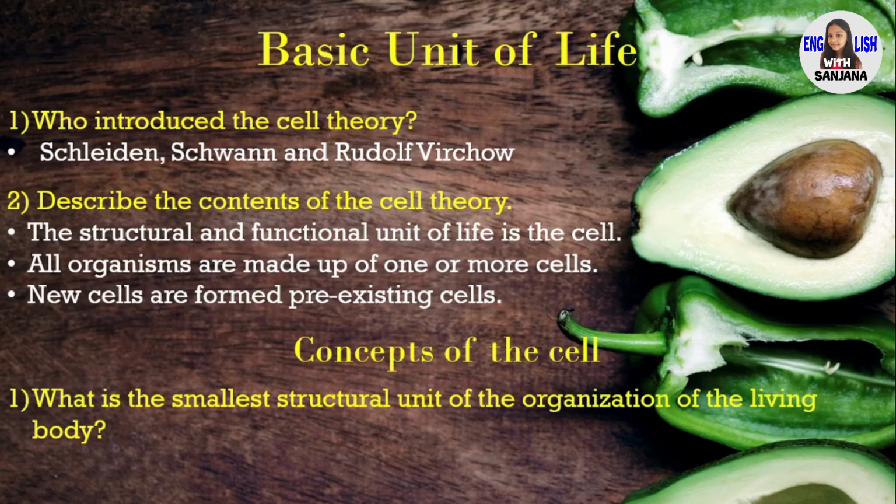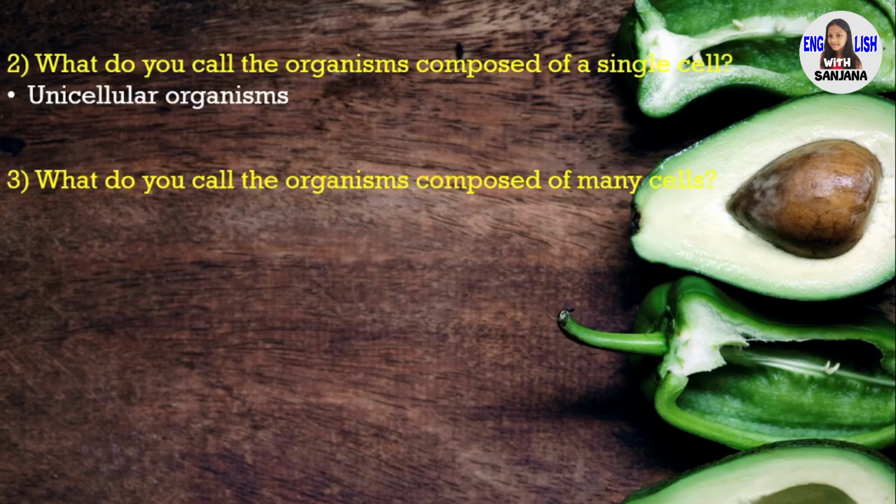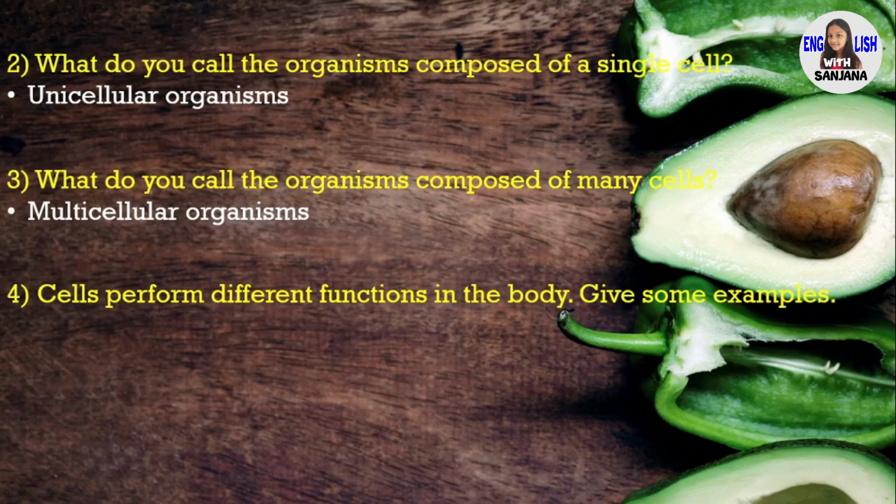Concepts of the cell. What is the smallest structural unit of the organization of the living body? Cell. What do you call the organisms composed of a single cell? Unicellular organisms. What do you call the organisms composed of many cells? Multicellular organisms.